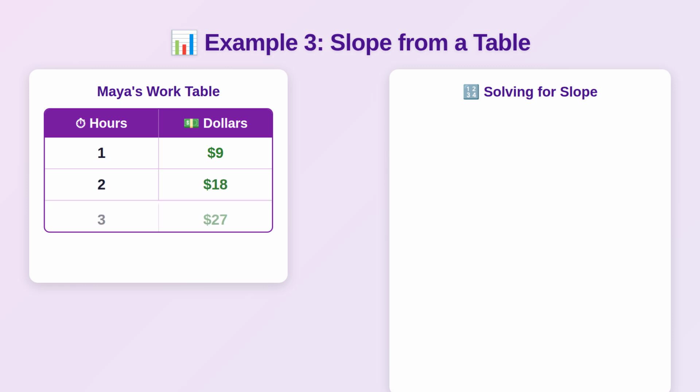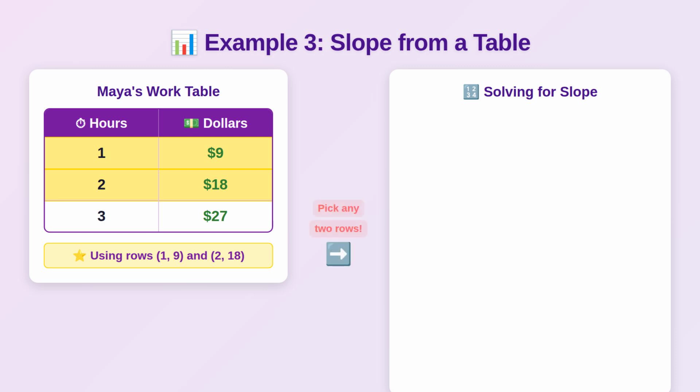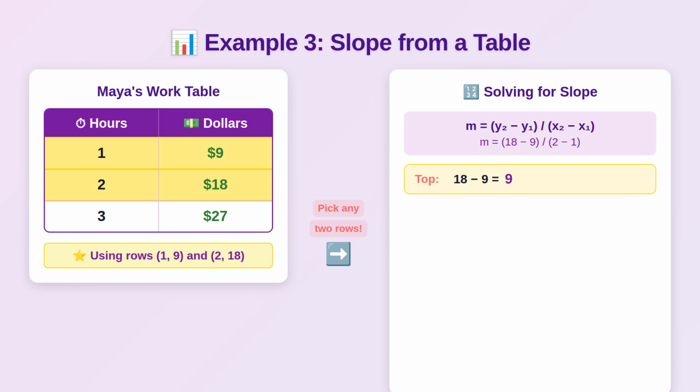Maya's teacher gives her a table instead of points on a graph. The table shows hours worked and dollars earned. 1 hour earns $9. 2 hours earns $18. 3 hours earns $27. To find the rate of change, pick any 2 rows. Let's use (1, 9) and (2, 18).